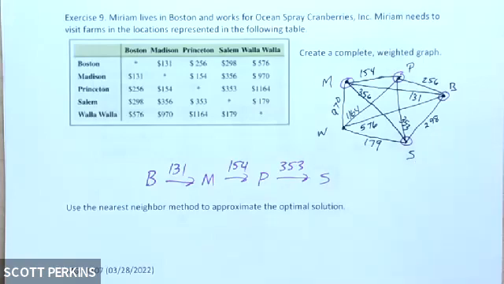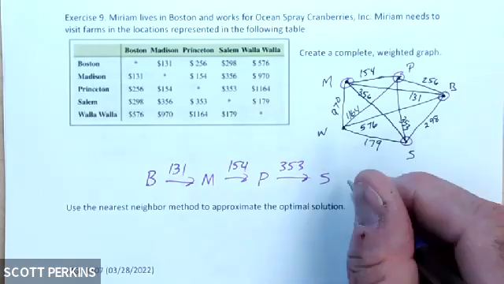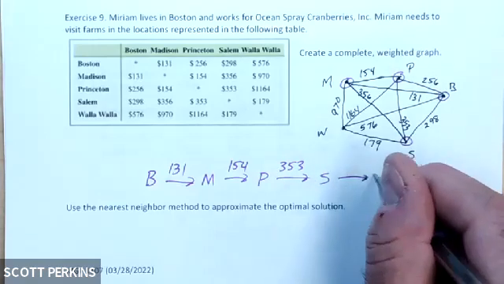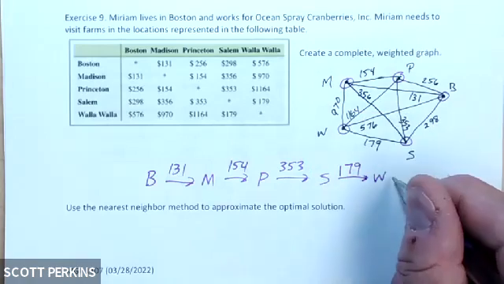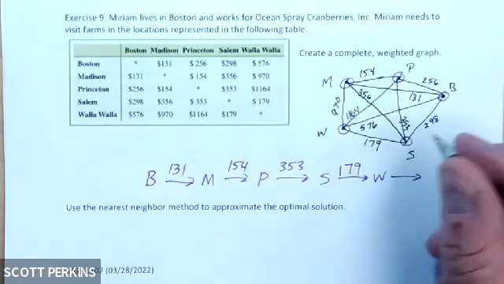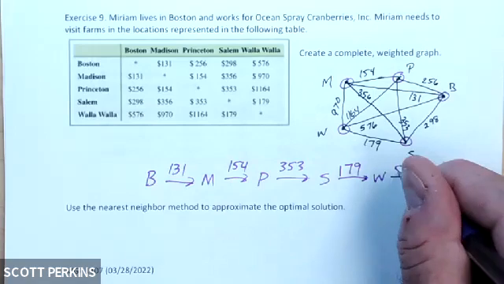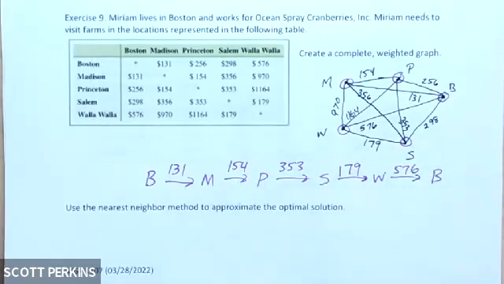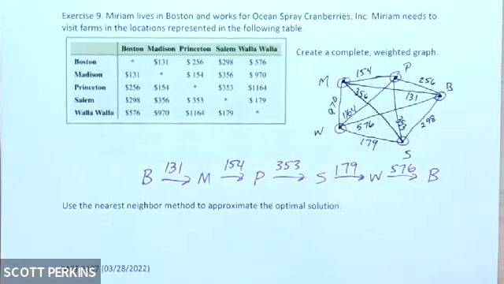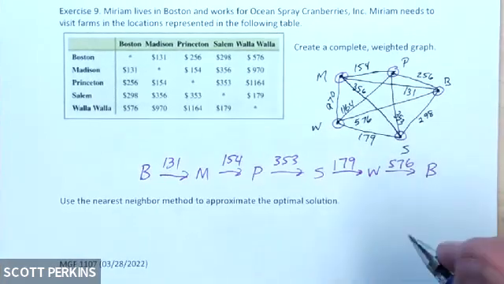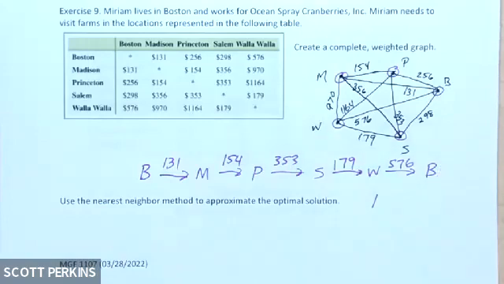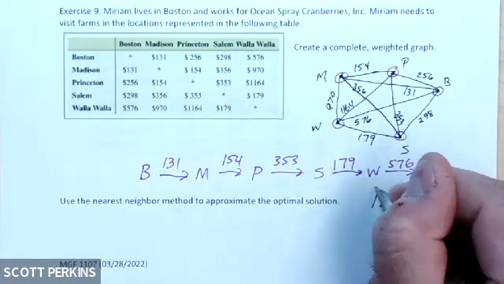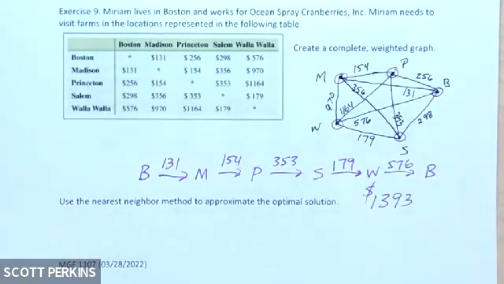We basically only have one option now, so it's good that it's not an expensive option. So we got to go to Walla Walla. And then last but not least, she has gone to each vertex. She's ready to go home to Boston. And so that's 576. And when I add up all those 5 flights, what is Miriam's total going to be? 1,393. So that is an approximation of the optimal solution.